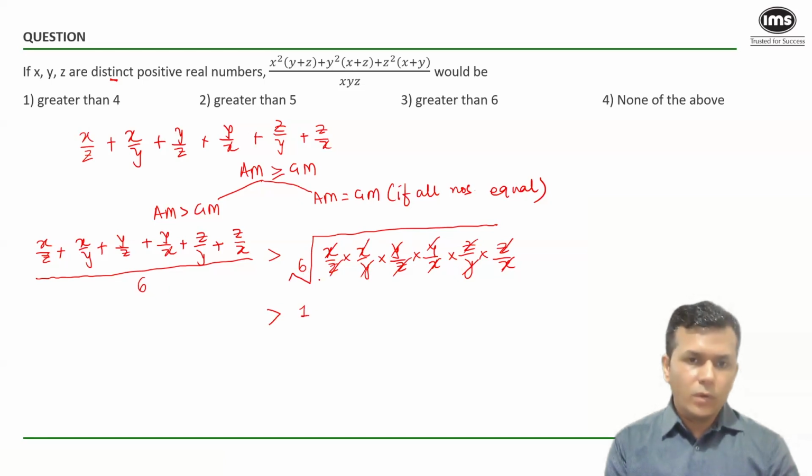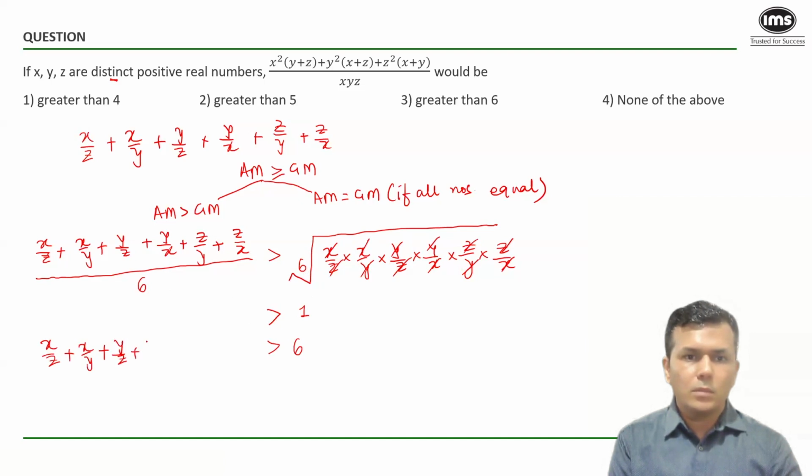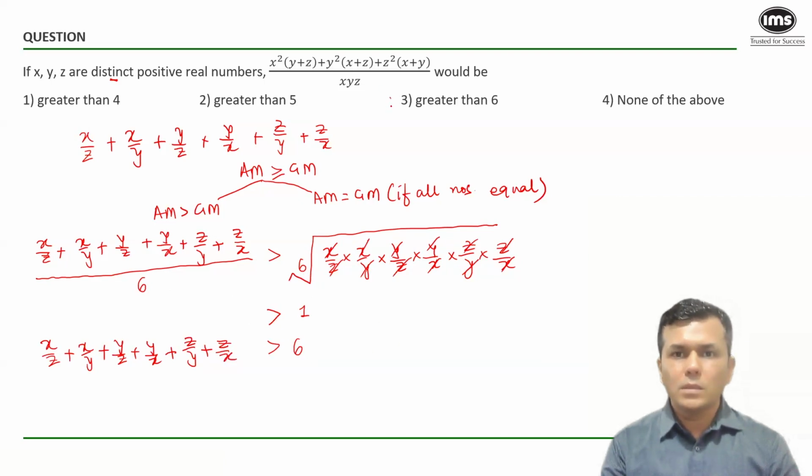We can shift 6 to the other side. So 6 into 1 becomes a 6, and the left hand side remains as x by z plus x by y plus y by z plus y by x plus z by y plus z by x. So this is the answer. It has to be greater than 6.